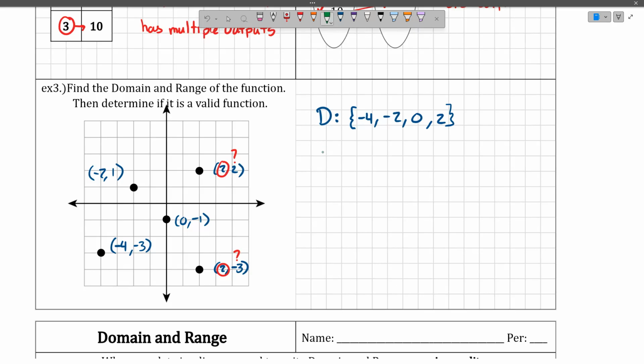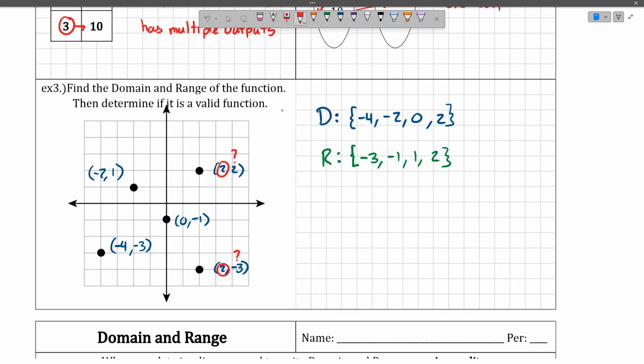Anyways, let's do the range now. Range. Again, range is just the y values. It's important that it's a squiggly line, not just a bracket. There we go, better. What's the lowest y value? -3. And then we have another -3, but that's not a problem. Repeat y values are fine. It's repeat x values that we need to be worried about. Then the next lowest is -1. Then the next lowest after that is just 1. And the one after that is 2.